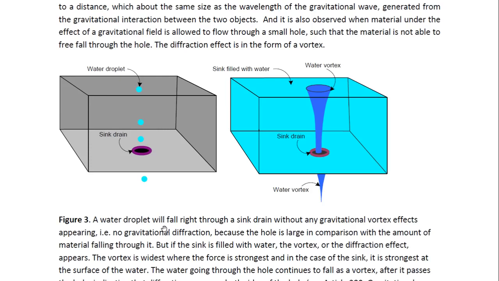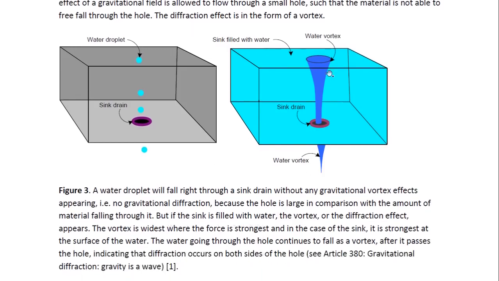We have water droplets. These water droplets will fall right through this sink drain, which creates a hole, without any gravitational vortex effects appearing, i.e. no gravitational diffraction, because the hole is large in comparison with the amount of material falling through it. So the interaction between the droplets of water and the Earth produces a wave which has a wavelength much smaller than the hole. In other words, the hole is large for the gravitational wave that's being generated here.